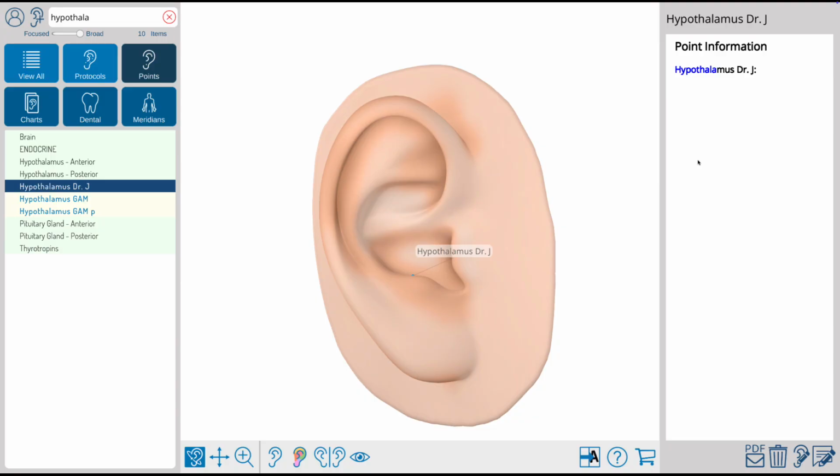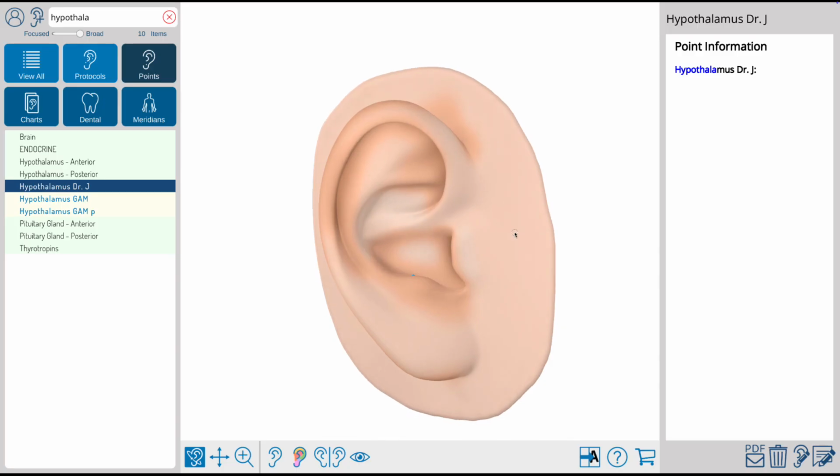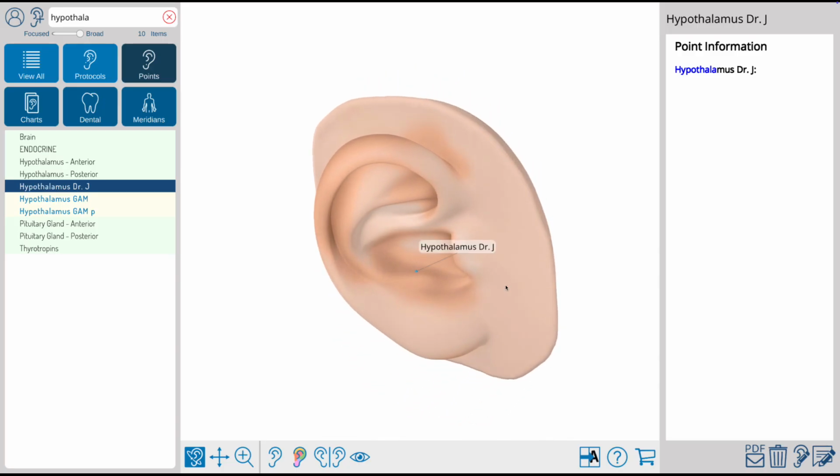Now, where to find it and how to treat it? Well, if you notice, it's tucked in on the concha wall here, right? So it's on the right ear in most patients because of dominance.